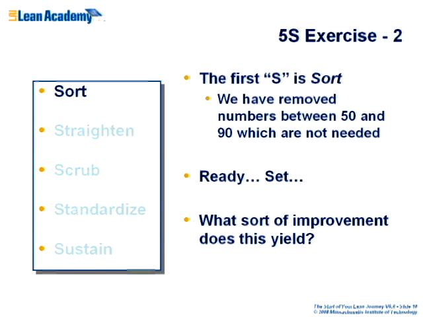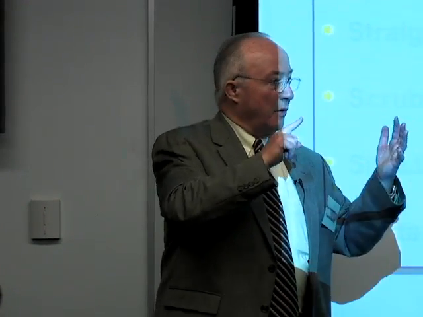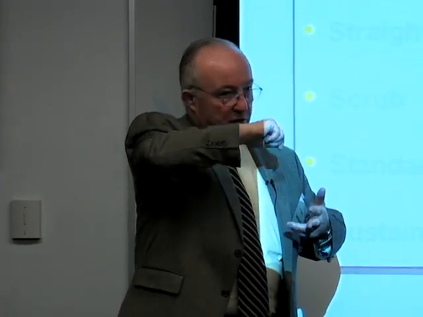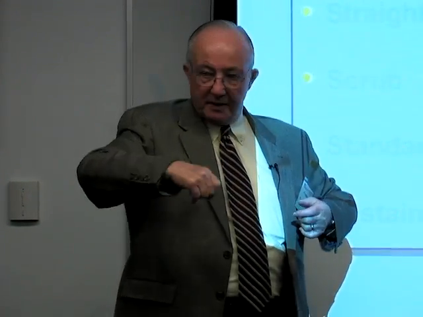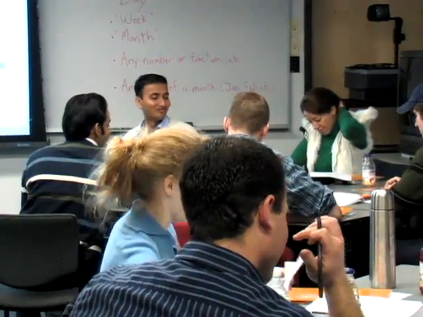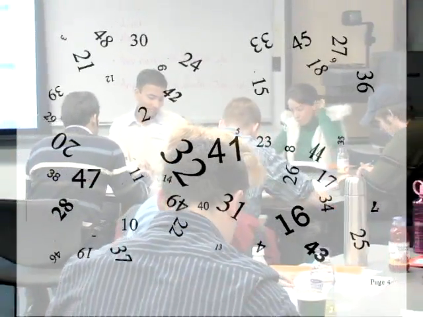The second S is we're going to sort these. We're going to sort these, and what we've done is that we've removed some waste out of the system, and we've removed the numbers between 50 and 90, and for our product, we don't need those. So what you're going to do is the same thing. We're going to go in order, find the 1, cross it out, find the 2, cross it out, find the 3, okay? On your mark, get set, go.